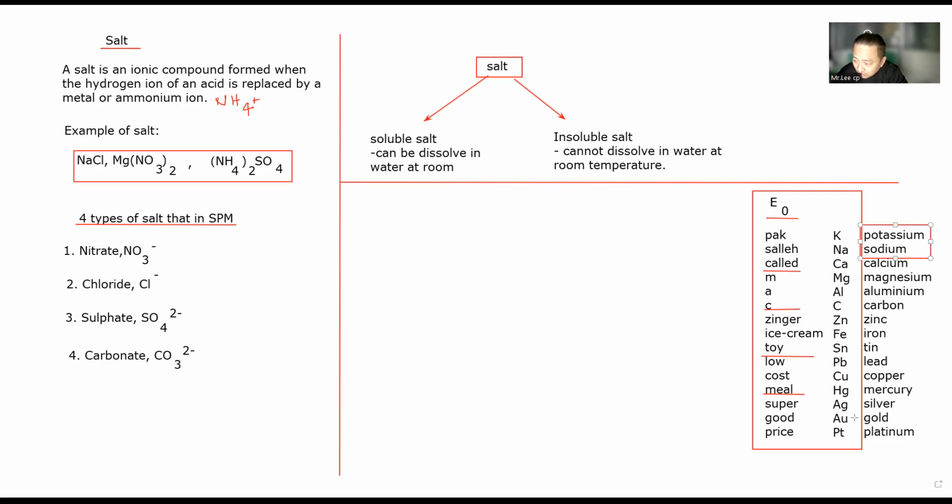Now, gold is very stable. Platinum, 白金, and silver are very stable. Even copper and mercury are stable. So they are not so easy to react. For example, mercury and silver are not so easy to dissolve in water. Potassium, yes, is very easy to dissolve in water. So you need to know this here.